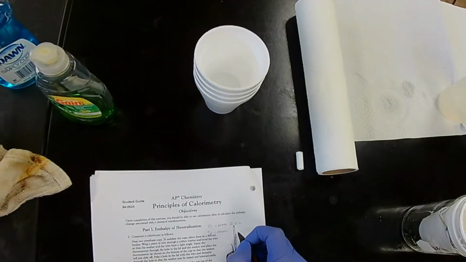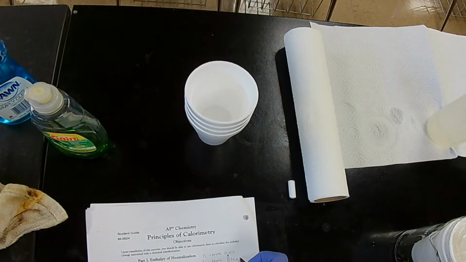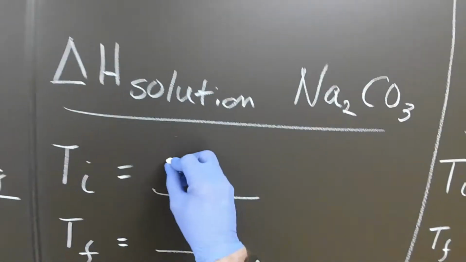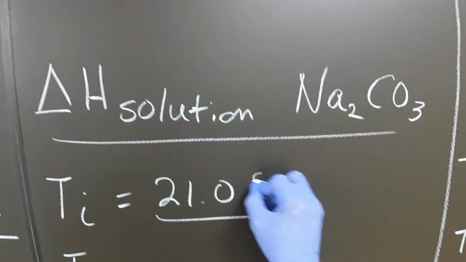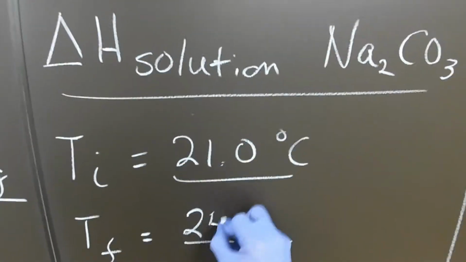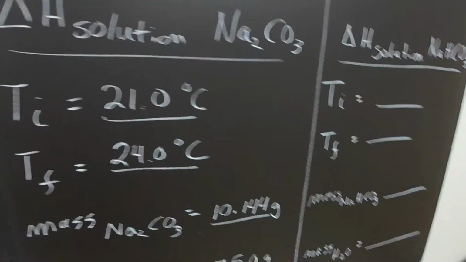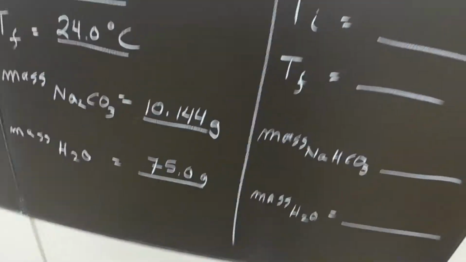24 degrees centigrade. So 21 is low, 24 is the high. 21, 24. Where's my chalk? 21 was the initial temperature. 24. So that's definitely an exothermic reaction. Now we'll do a similar procedure for sodium hydrogen carbonate.